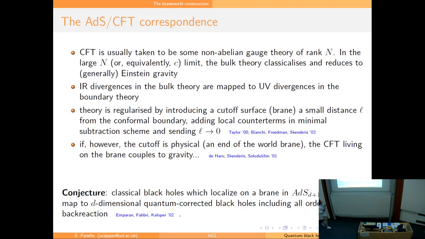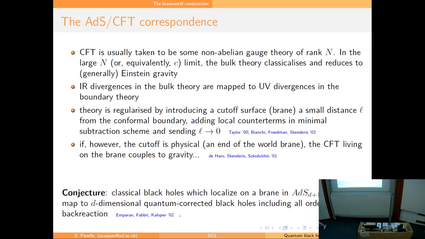just classical Einstein's gravity. And then, as a reminder, but I don't think it has to be reminded, the IR divergences in the bulk correspond in the dual field theory to UV divergences. And usually you take care of this by introducing a cutoff surface some distance little l away from the conformal boundary. You calculate the local counterterms in a minimal subtraction scheme, and then you send the cutoff surface back to the conformal boundary, the renormalized theory.